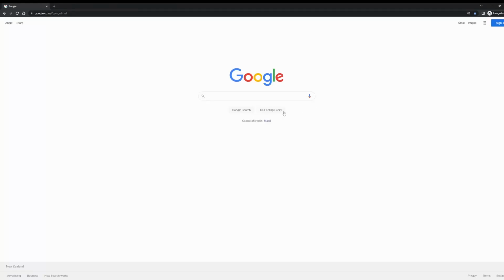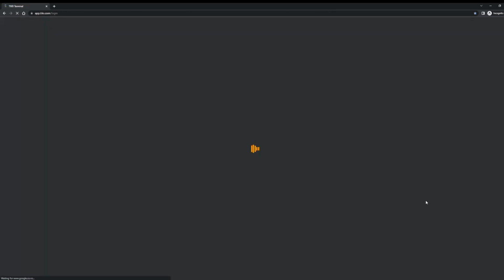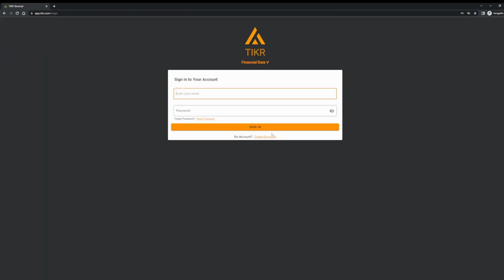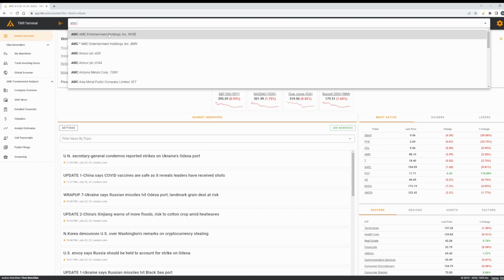For those that don't know how to get to TIKR Terminal, this free website, you just type in TIKR Terminal, hit enter, and it should be the first one there, and then obviously you go to sign up. You then have to create an account. Don't worry, it's totally free, and once you do all the login, you'll be able to access the free information that I go over here. So let's now type in AMC stock and it comes up there.